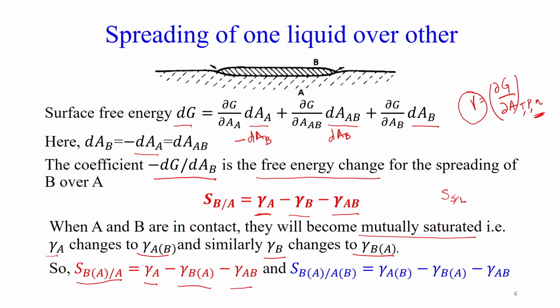Similarly, we may consider the change in the surface tension of both A as well as B. It means A is also saturated with B and B is saturated with A. So, in this case it will be gamma AB minus gamma BA minus the interfacial tension gamma. So, in this way we should be able to calculate the spreading coefficient of one liquid over the other liquid.